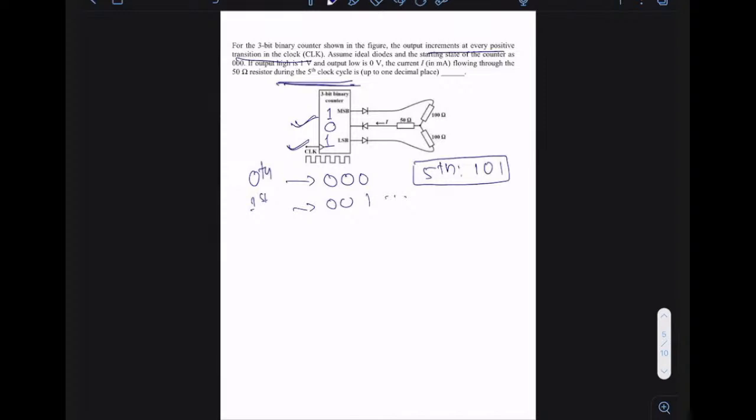So basically, now I can remove this counter and redraw the circuit something like this. I have a diode like this, and then a 100 ohm resistor here. Then again I have a diode, in this direction as per the question, and a 50 ohm resistor. And again I have a diode of this direction, and again a 100 ohm resistor.